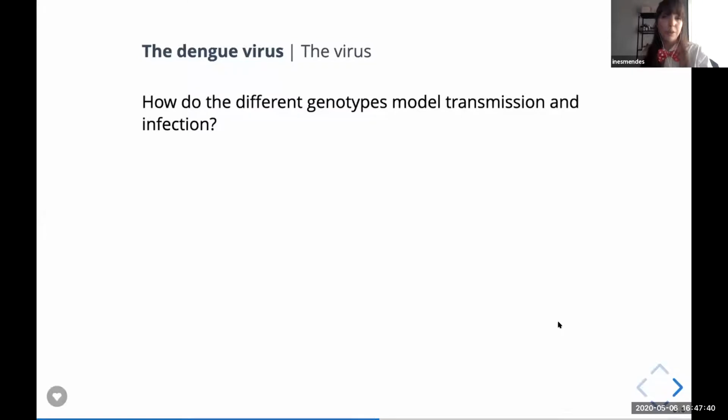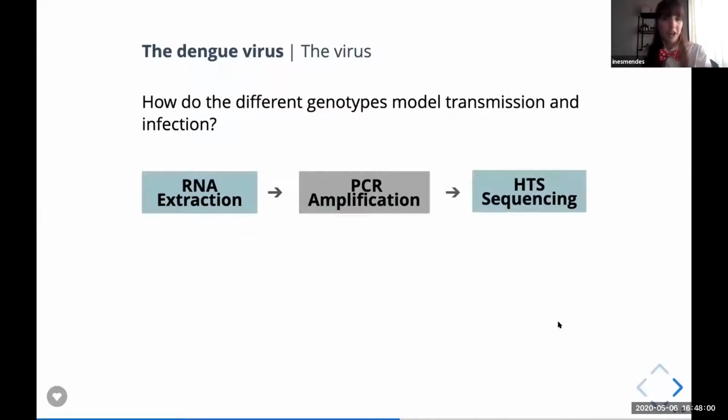But how do the different genotypes model transmission and infection? This is actually the question that we want to answer. Of course, we are in an era where sequencing is becoming more available and more affordable. So doing RNA extraction, PCR amplification, and high throughput sequencing is not an unviable method to study this virus, even in countries where the resources are not very high, because the cost of high throughput sequencing is not very high, especially when you're working with RNA extraction. This is an RNA virus.